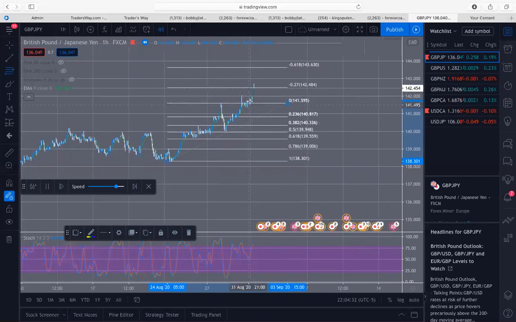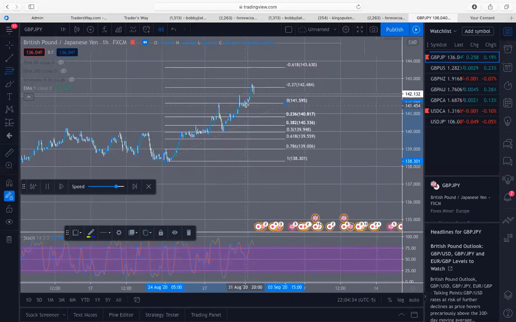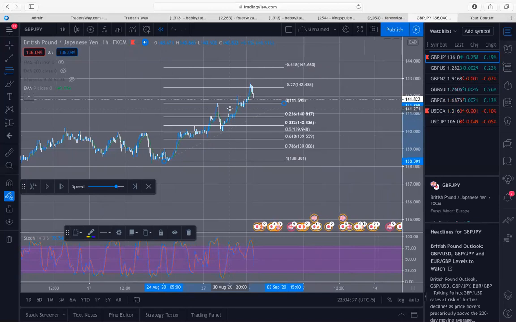You can see as it moved past this level, it found this level right here. You saw how it was using it as a resistance, then it broke through, it used it as support, and then it went right to this next level. So that's pretty much how the market works.